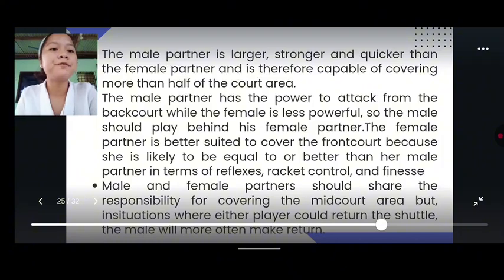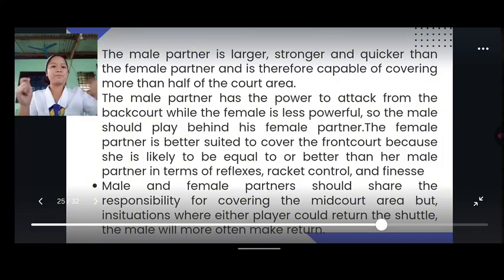So, male and female partners should share the responsibility for covering the mid-court area, but in situations where either player could return the shuttle, the male will more often make the return. So, if the opponent's shot goes past the female's front court, the male will more often make the return.